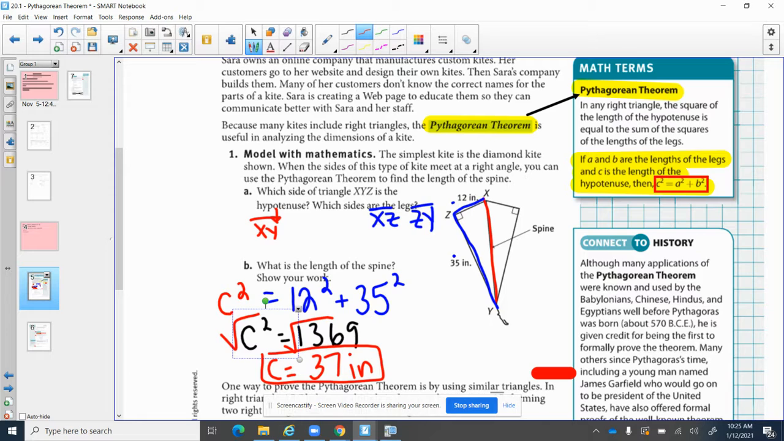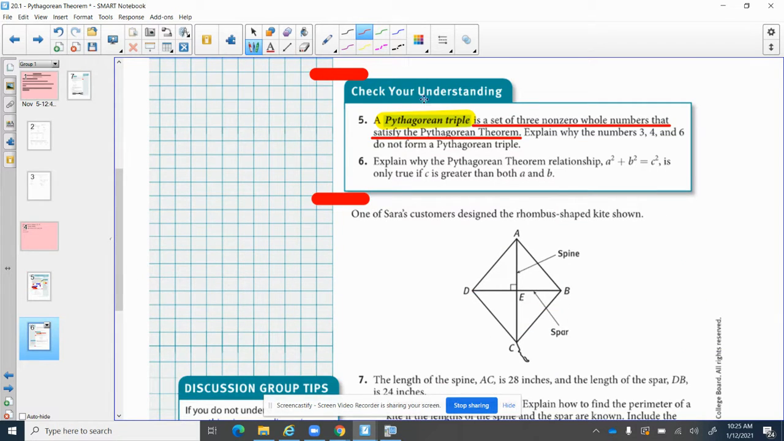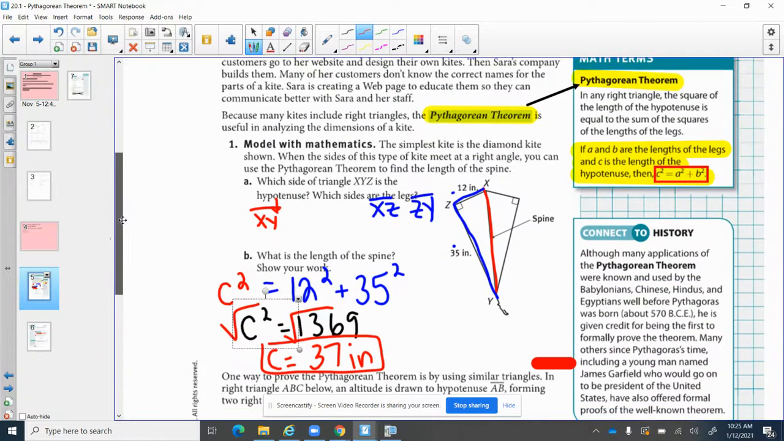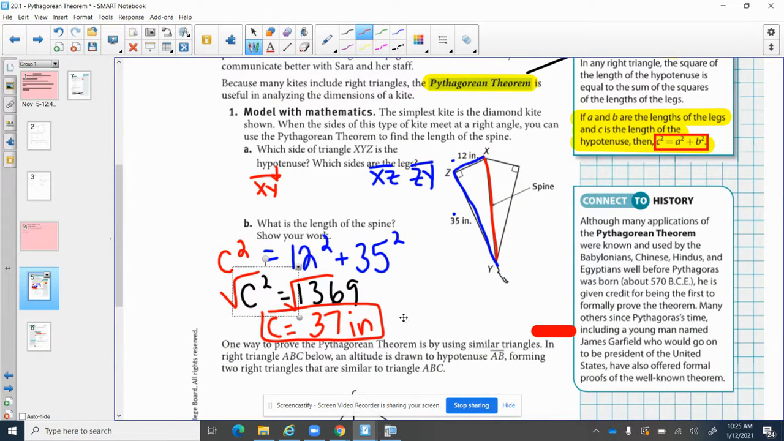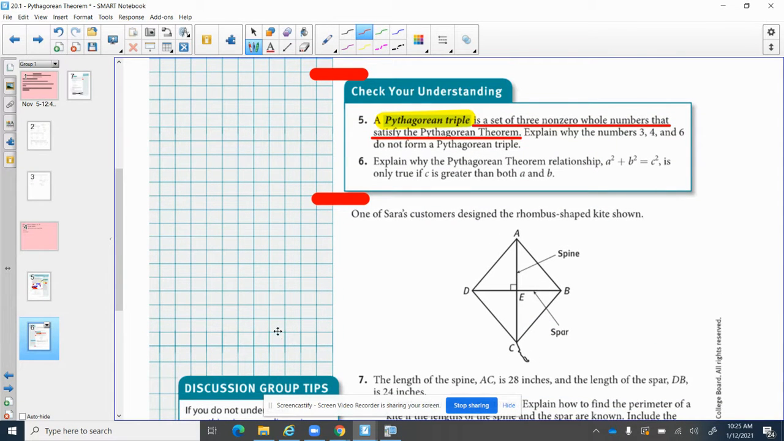Now, from there, if we move on, there are a couple other questions. So we're going to skip a little bit and jump to page 284, down to 5 and 6. Now we see another vocabulary word besides Pythagorean theorem, which is Pythagorean triple. A Pythagorean triple is a set of three non-zero whole numbers that satisfy the Pythagorean theorem. So on this last problem, 12, 35, and 37 would be considered a Pythagorean triple because 12 is a whole number, 35 is a whole number, and 37 is a whole number. So if something's going to be a Pythagorean triple, basically none of the three lengths have any decimals involved.